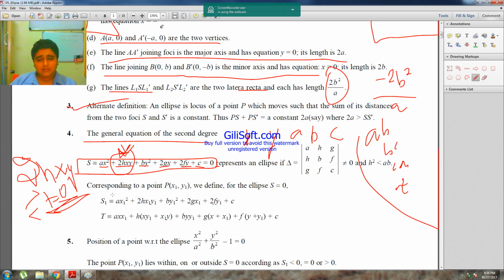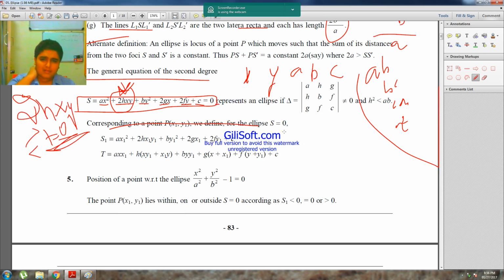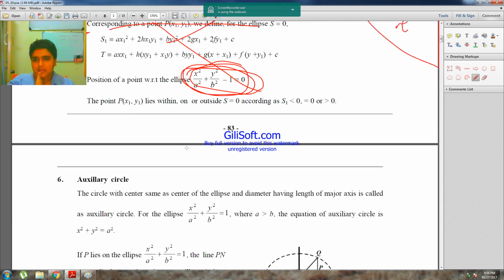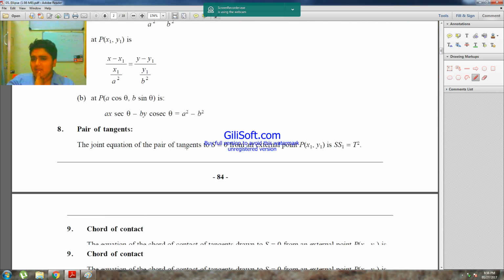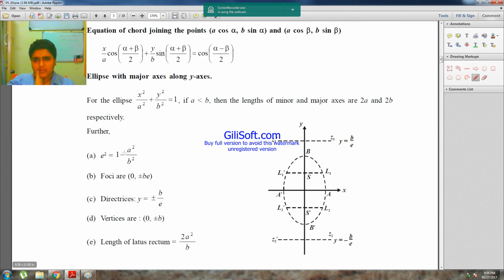Now the next thing we're going to study about the ellipse is corresponding to a point. These are not really required, so we will not look at that. The position of a point with respect to an ellipse. This is again a part of your JEE syllabus, not there for you in math for 11th grade. So I think we are done with ellipse now. We studied the basic stuff. So here is a quick recap.